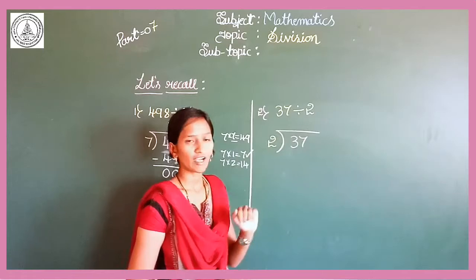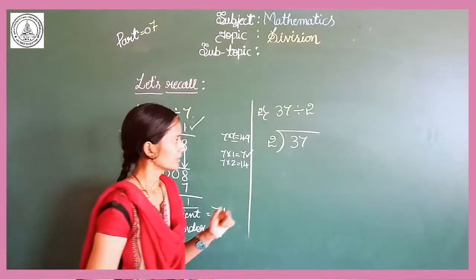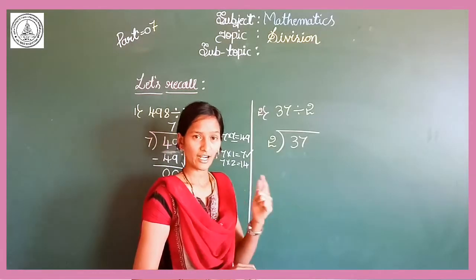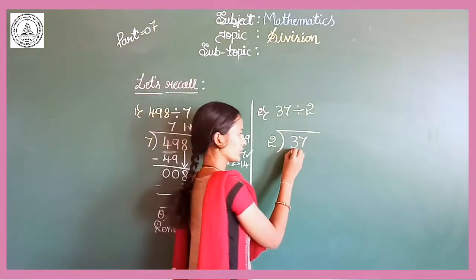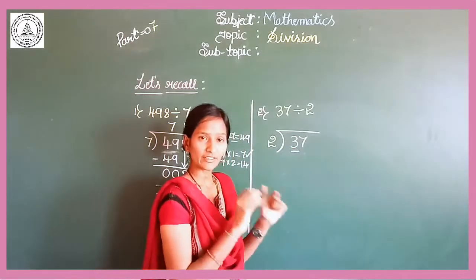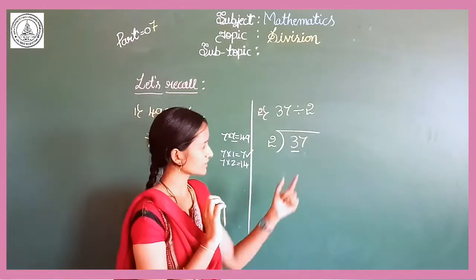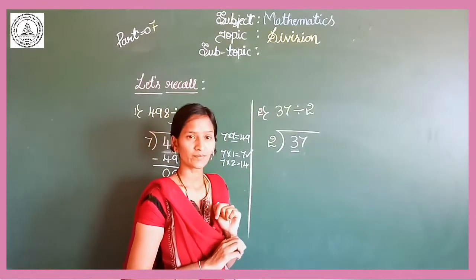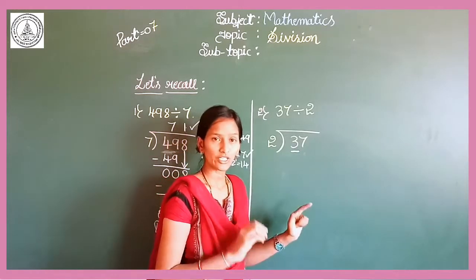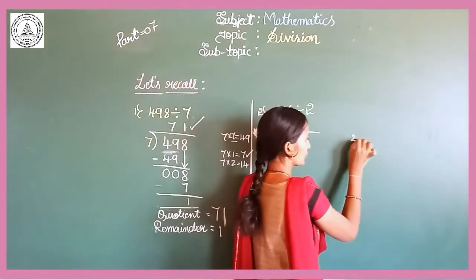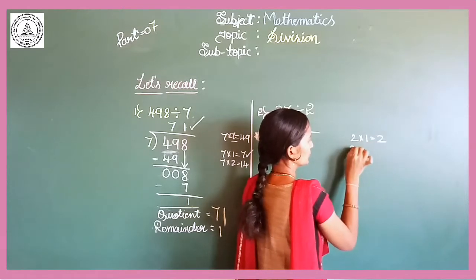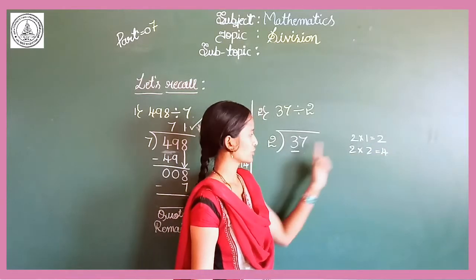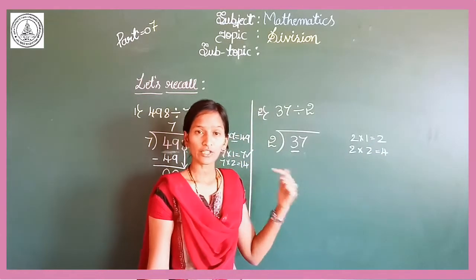Now I will move to the next problem. This is 37 divided by 2. See here, this 37 is the dividend and 2 is the divisor, right? Here you have to start dividing from the tens place because it is a 2-digit number, right? In the table of 2, is there 3? In the table of 2, there is no 3. See here, 2 1s are 2, 2 2s are 4. There is no 3 here, right? So now what can we do?